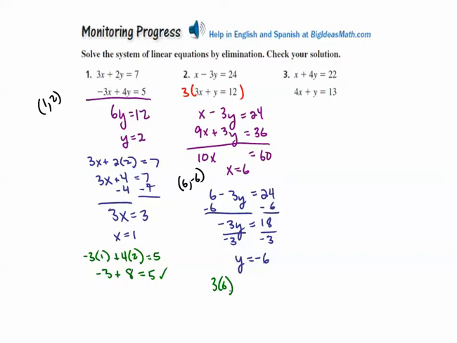3 times 6 plus negative 6, does that equal 12? We get 18 minus 6, and that is indeed 12, and so it checks.